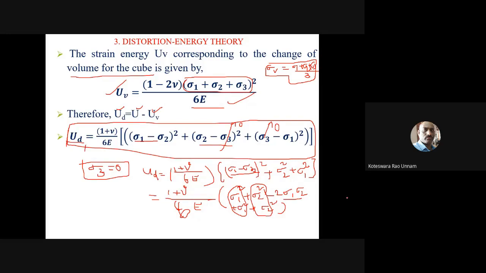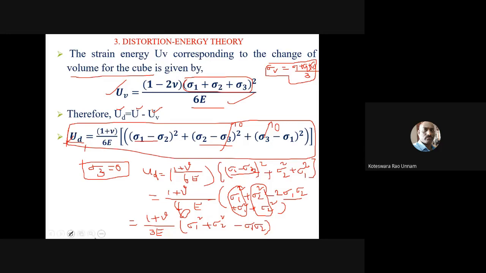So that means I have the 2, and I can take the 2 common throughout. Then it will become (1 plus nu) divided by, the 2 into this 6 cancel out, 3E, into sigma 1 square plus sigma 2 square minus sigma 1 sigma 2. So this is the expression for the distortion strain energy in case of biaxial state of stress.